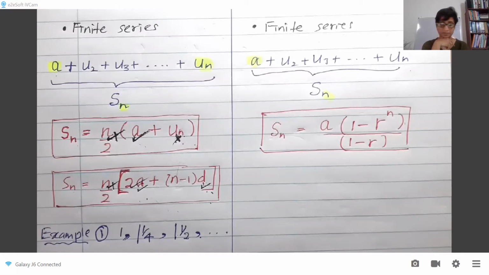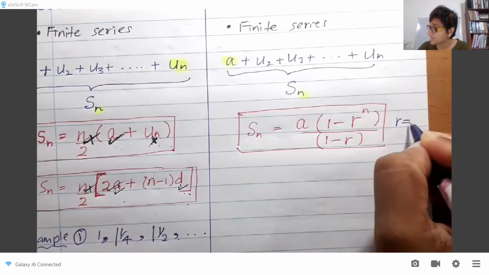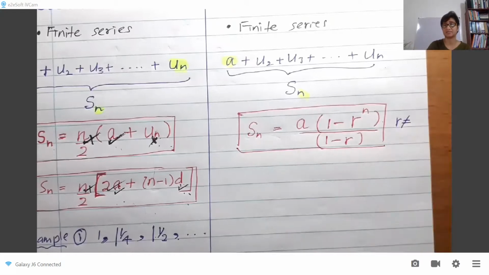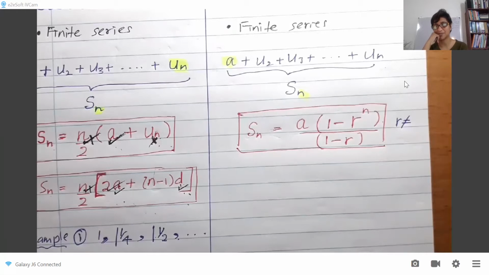A times 1 minus R to the power of n, over 1 minus R. Here, let's make a little note: R cannot be equal to something. Look at the formula and tell me. Because if R is equal to a certain number, this formula makes no sense. What can R not be equal to? Look at the formula.